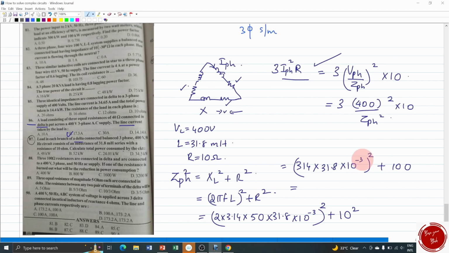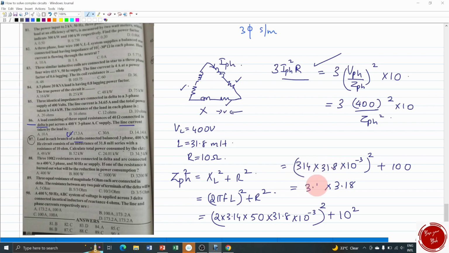Now there is a 10 raised to negative 3 over here. So I have to shift 3 places, isn't it? The decimal point should be shifted towards the left side 3 times. So I will shift this point once in this numerical, that is 31.8. It becomes 3.18.